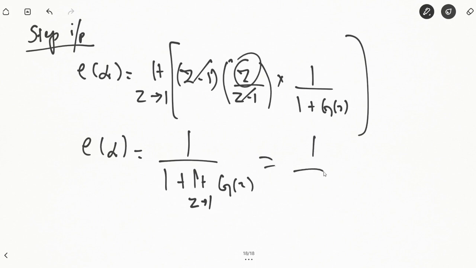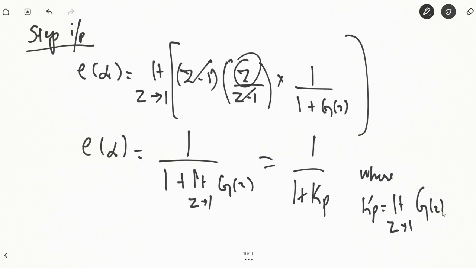I can put this as 1 divided by 1 plus Kp, where Kp is what we have already done in the analog domain. Kp is equal to limit z tends to 1 G(z). Fine. So E infinity, the steady state error, is equal to 1 divided by 1 plus Kp for a discrete control system with Kp equal to limit z tends to 1 G(z). That we have also done for an analog system. वहाँ पे आपका जो Kp था, that came out to be limit s tends to 0 G(s). यहाँ पे आपका Kp जो है, this is the position error constant. It comes out to be limit z tends to 1 G(z).